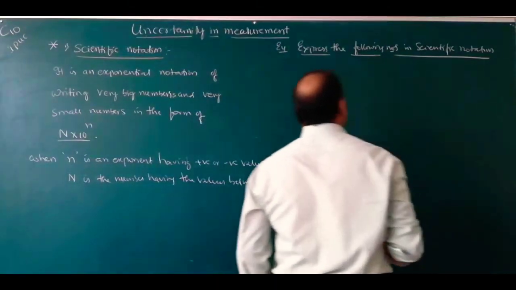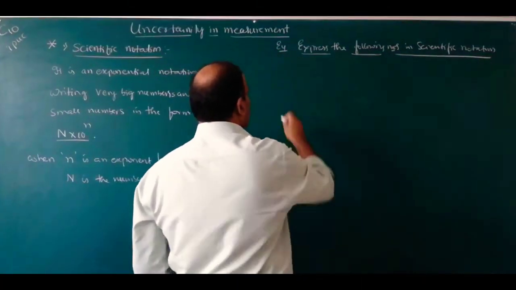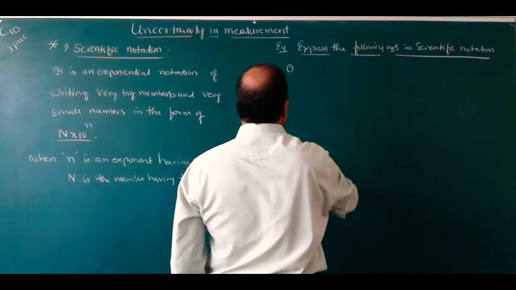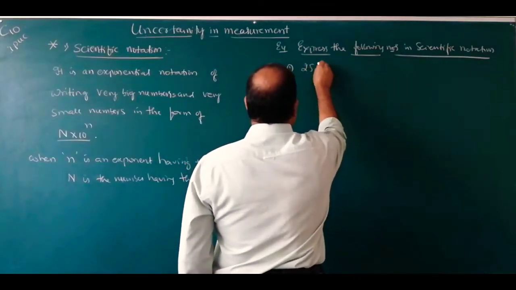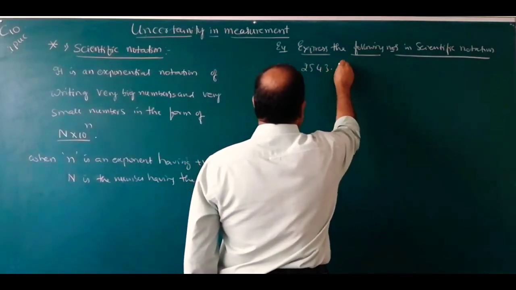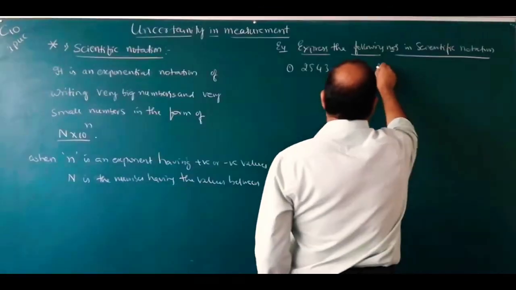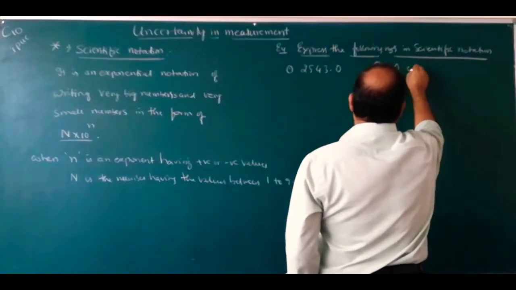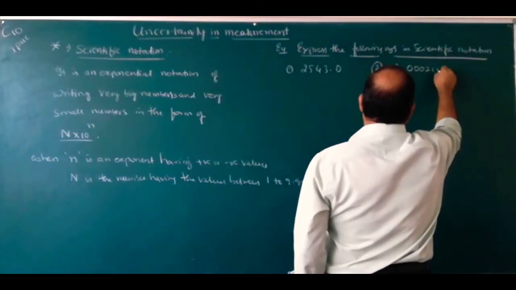Express the following numbers in scientific notation. Number 1, 2543.0 and number 2, 0.0002154.